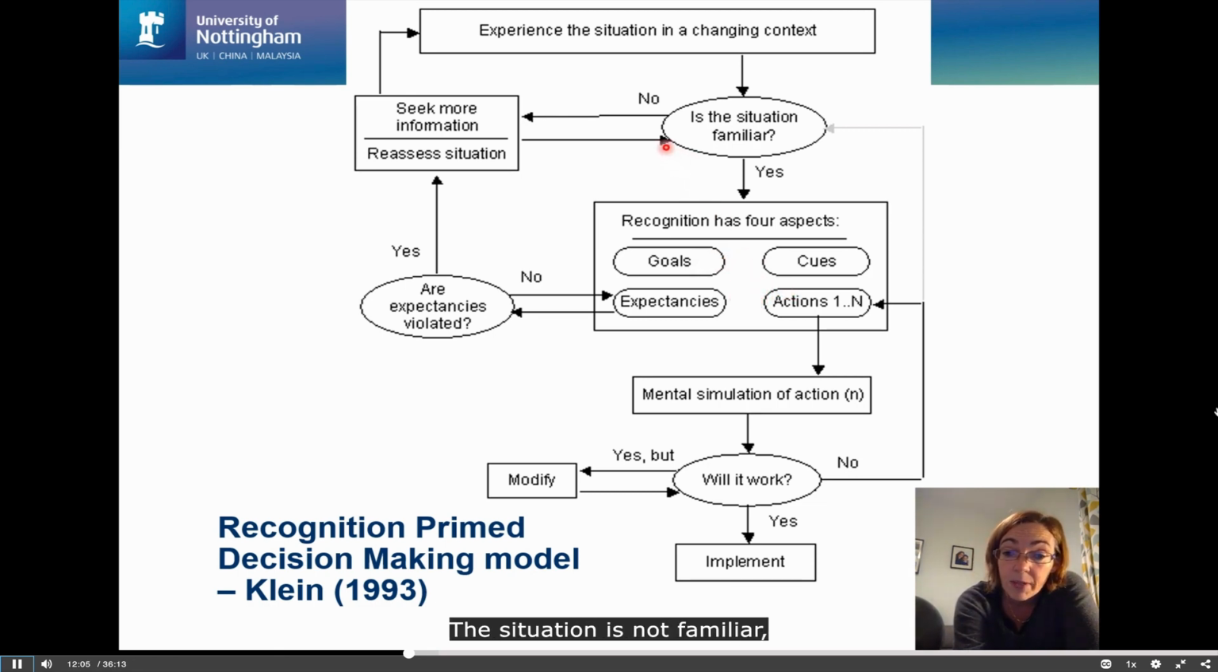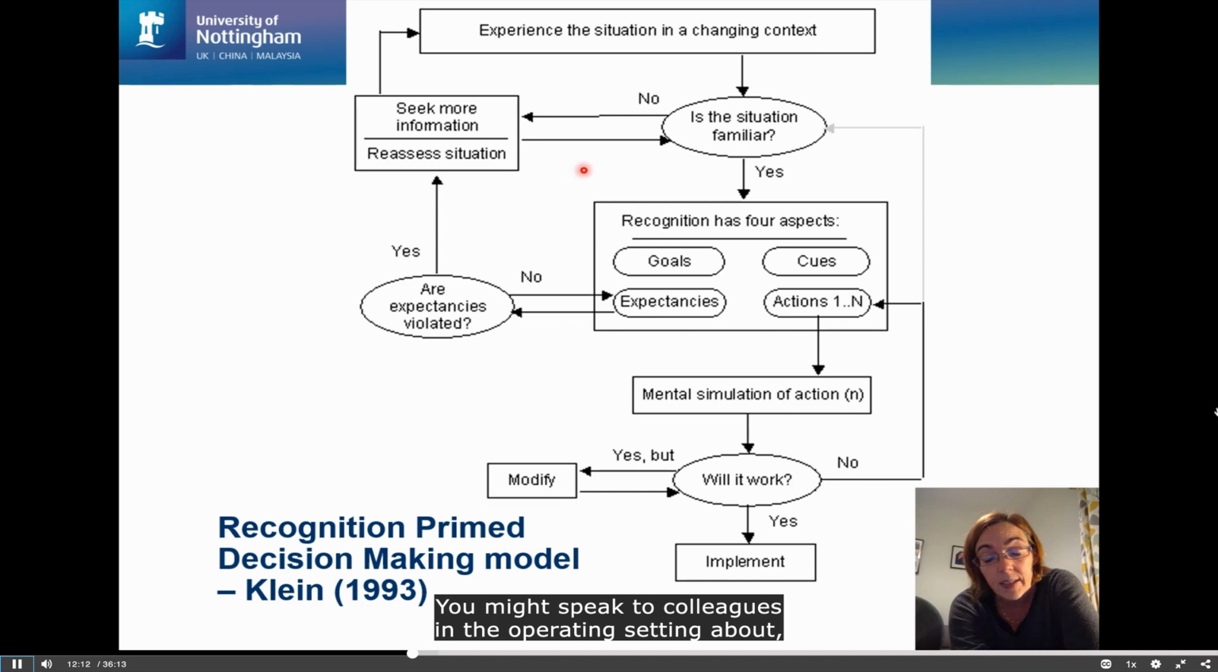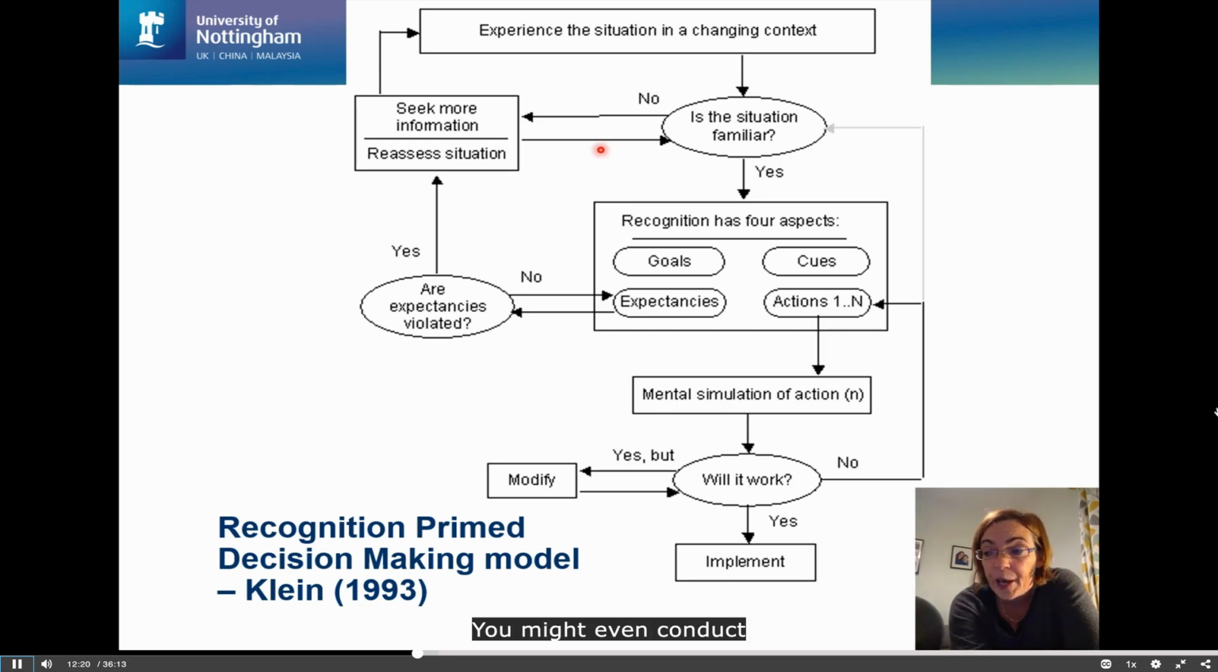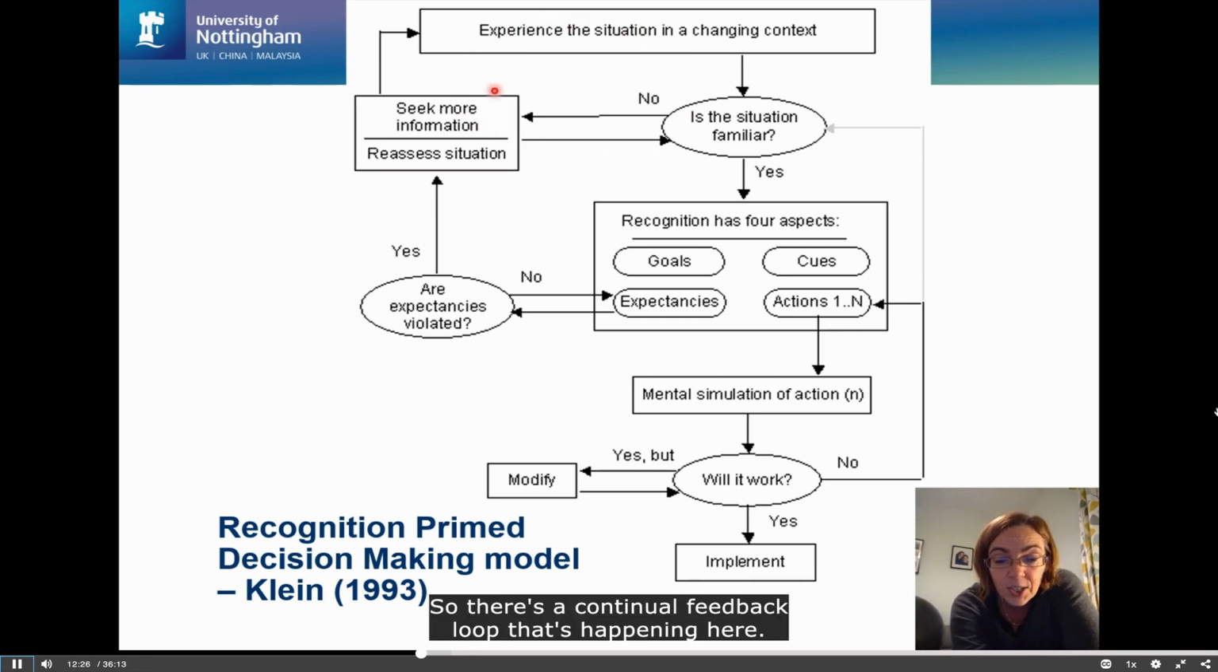If the situation is not familiar, then you might seek more information. You might speak to colleagues in the operating setting, for example the anaesthetist, about the different readings that are being made. You might even conduct slightly more investigation of the patient's state to understand what's happening. So there's a continual feedback loop that's happening here that helps you decide whether the situation is familiar or not.